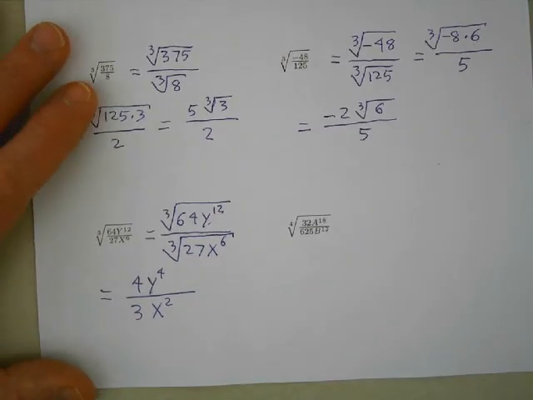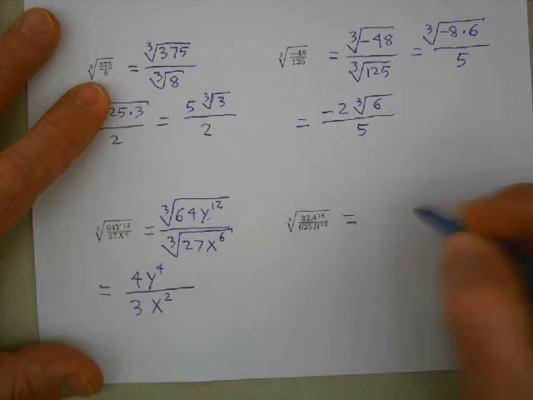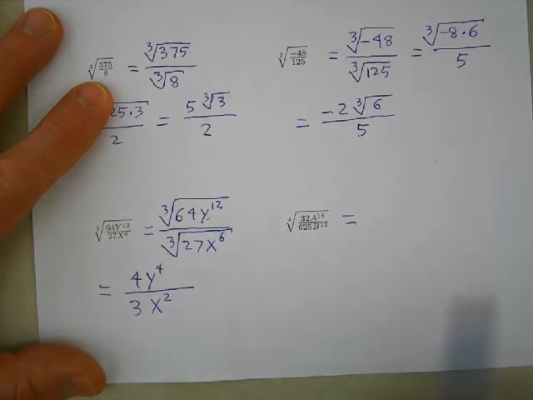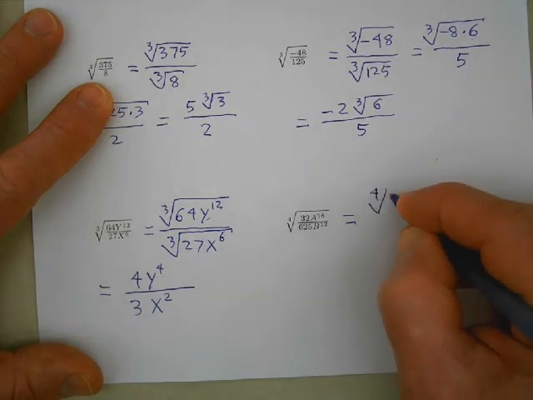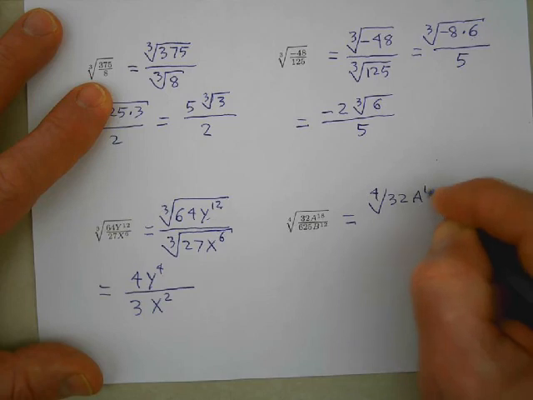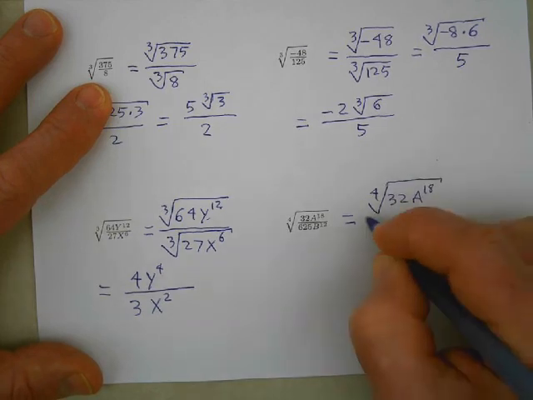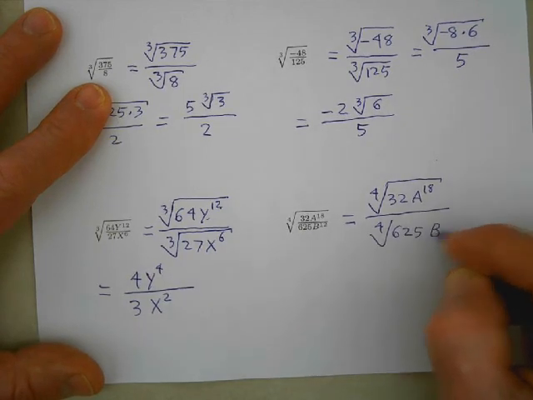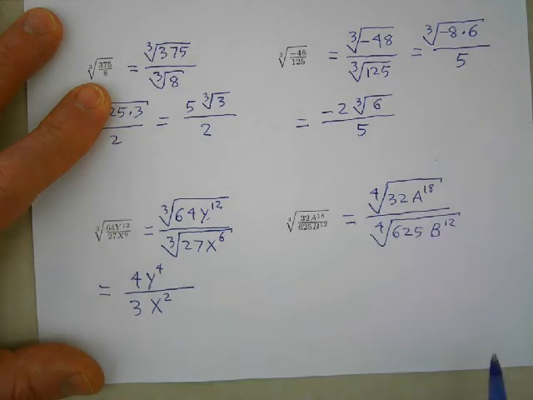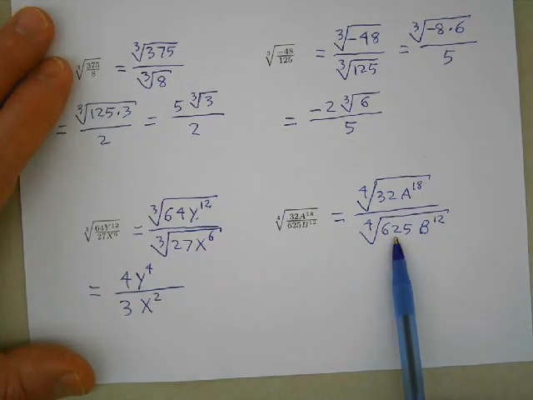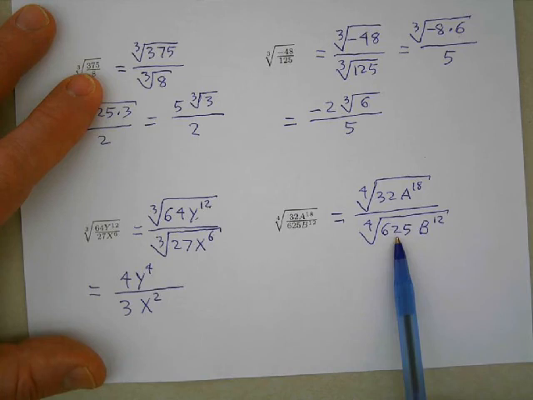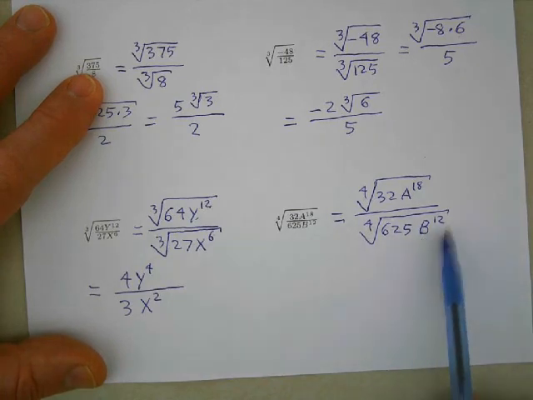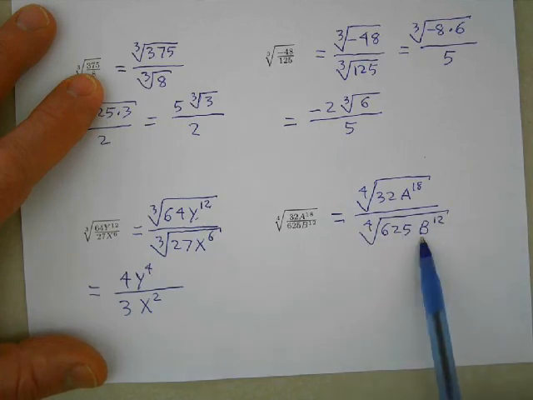Okay, then one more. For this one, the 4th root of 32a to the 18th over 625b to the 12th. So this is the 4th root of 32a to the 18th over the 4th root of 625b to the 12th. In the denominator, 625 is a perfect 4th power. 5 to the 4th is 625. b to the 12th is a perfect 4th power also. 12 divided by 4 is b to the 3rd.